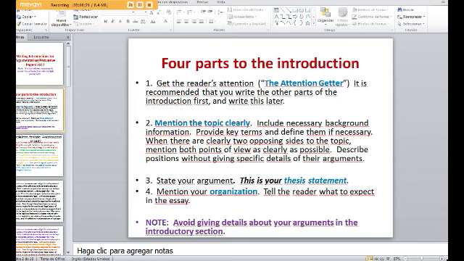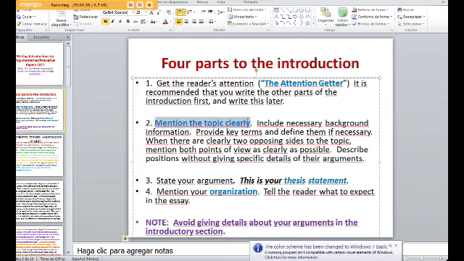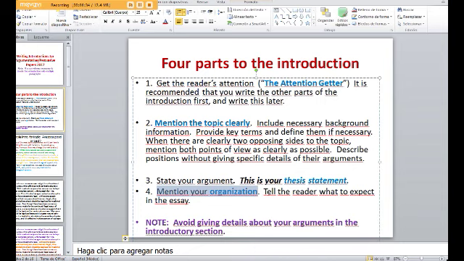Your first part is the attention getter. Your second part is where you mention the topic. Your third part is your thesis statement. And your fourth part is where you mention the organization. When we mention the topic, we are going to use a specific style.